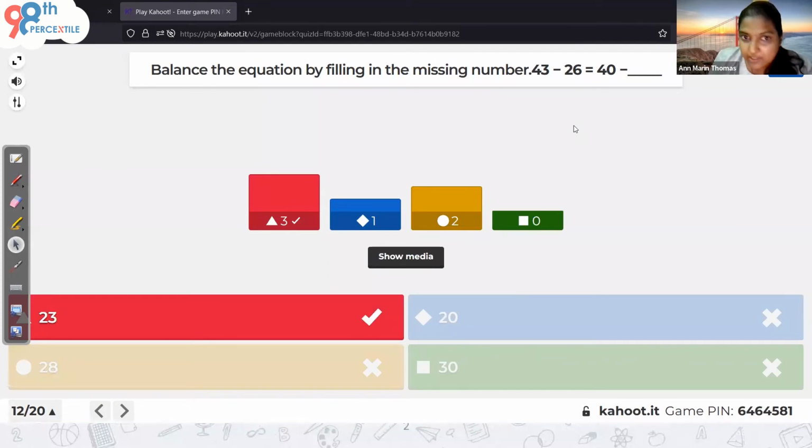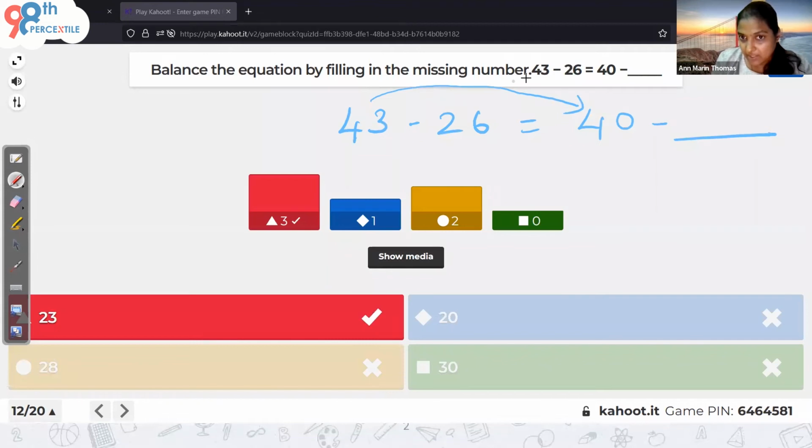Okay, we have 43 minus 26 equals 40 minus a blank value. Now notice here, you have the first number, 43, and you subtracted, and that's when you got 40, right? You subtracted how many numbers? 3. Exactly. Now when I go here, I have to do the same thing. I am going to subtract 3 again from 26, and your answer is 23.